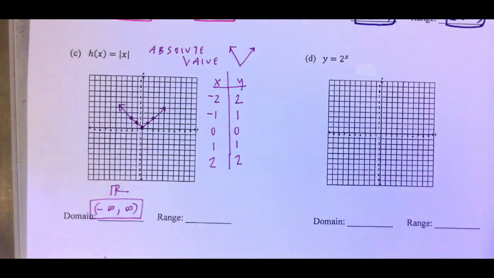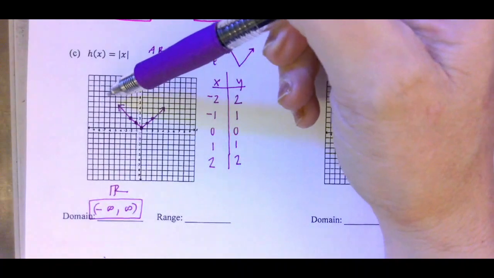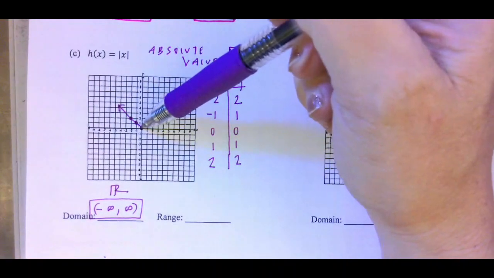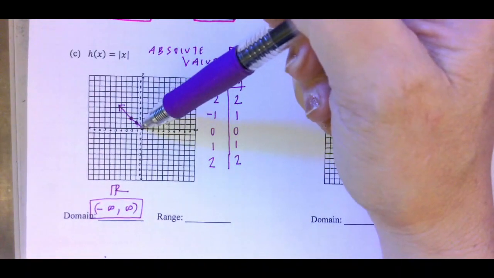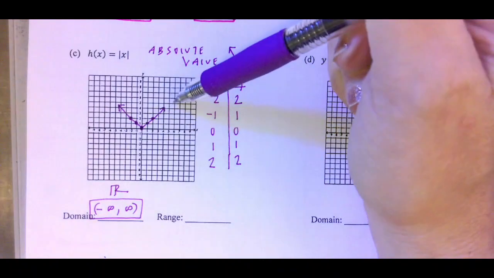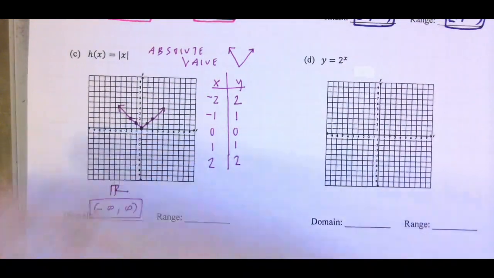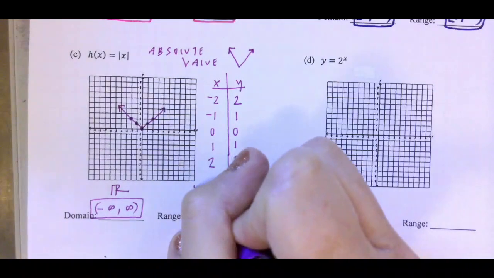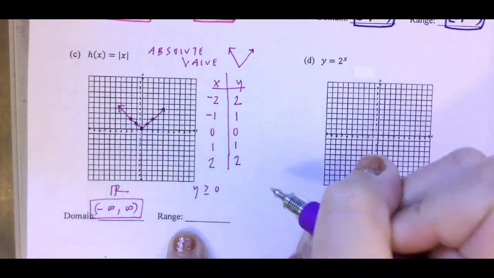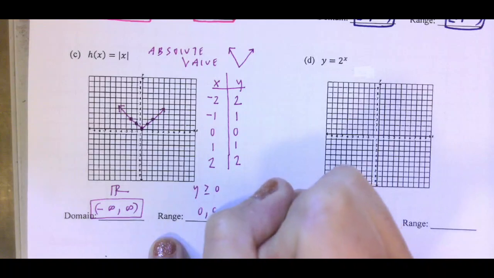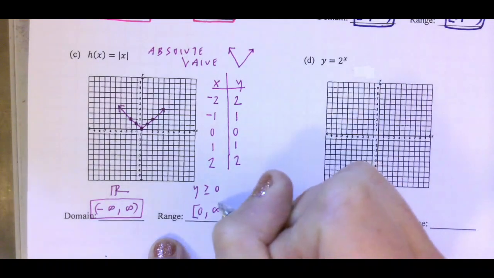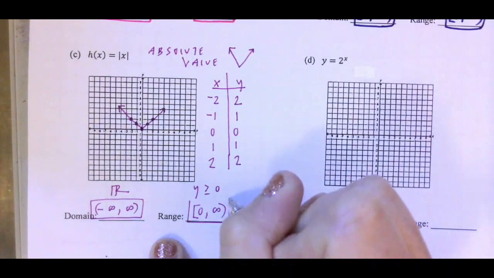Okay, for our range for Y values, they start off really big, they get smaller till they hit that minimum value right there at the vertex, and then they get bigger again. So for Y, there's no value here in the negatives, so Y has to be greater than or equal to 0, or 0 to infinity, hard bracket on the 0, never on infinity.